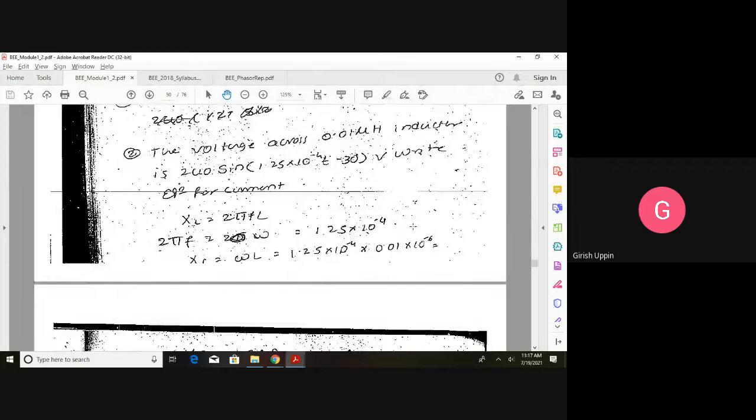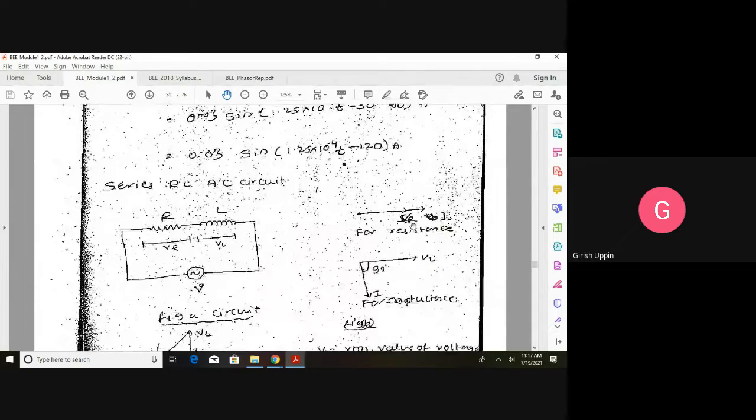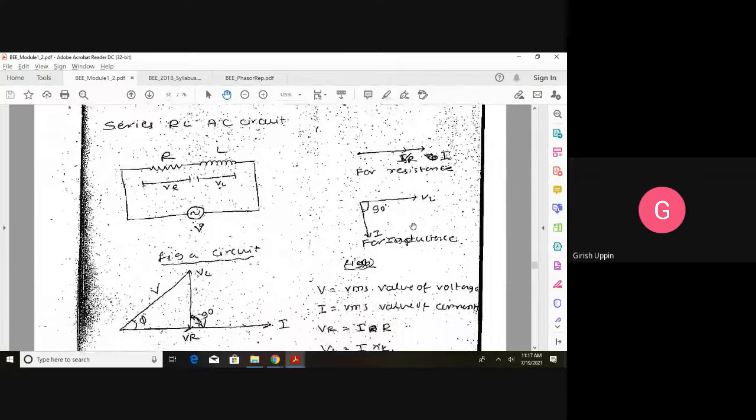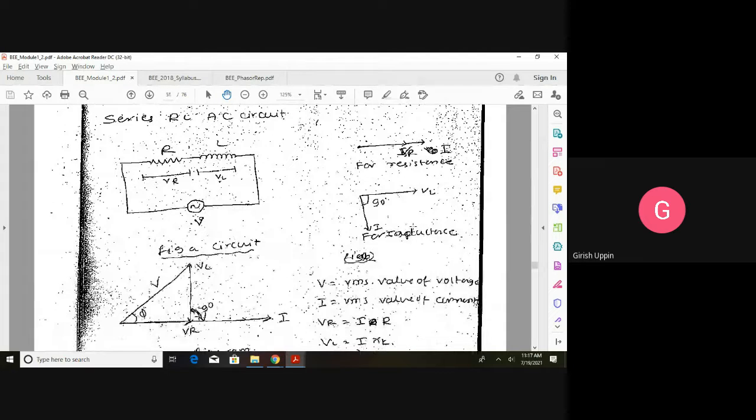Okay, similarly, an inductor problem is there. You can solve it on similar lines. Next one is the RL circuit. Now we have the understanding of R, L and C.